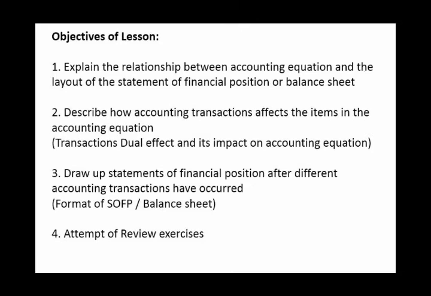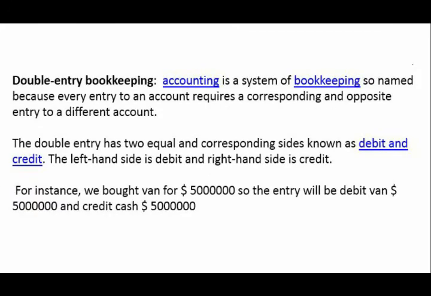As you know, every transaction has a dual effect and an impact on the accounting equation. We will discuss it. Number 3, draw up a statement of financial position after different accounting transactions have occurred, and the format of the statement of financial position or balance sheet will be discussed. And after that, we will attempt the review exercises of this chapter. So let's begin.